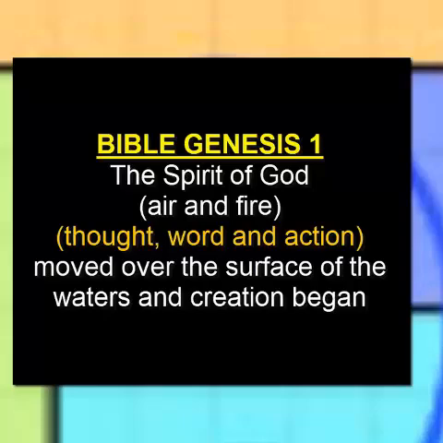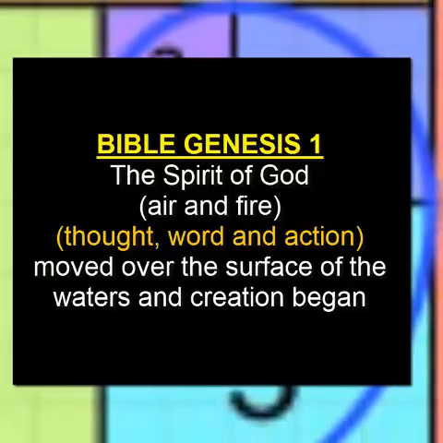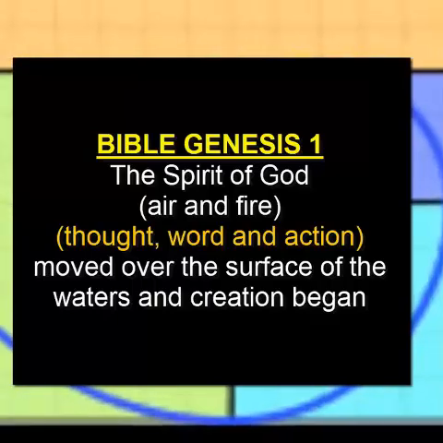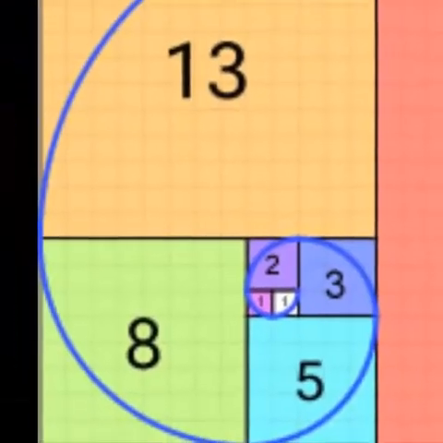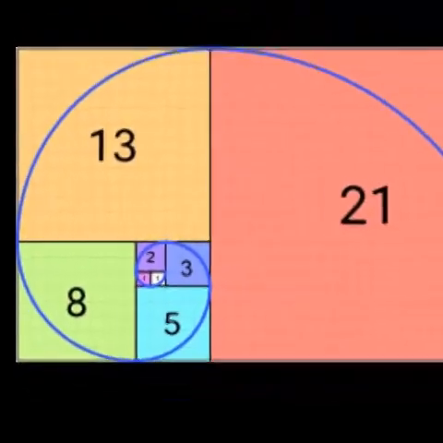Next, we have the book of Genesis in the Bible. The Spirit of God, which is air and fire, which are thoughts, words, and action, moved over the surface of the waters before creation began. Now, the Spirit of God normally moves or manifests as air, wind, or fire. For those who have had the privilege of being visited by God or having that manifestation of His presence, you know that He always comes in fire or wind. Like Moses saw the burning bush. There are many places in the Bible where they talked about ministers and angels being like fire and air.